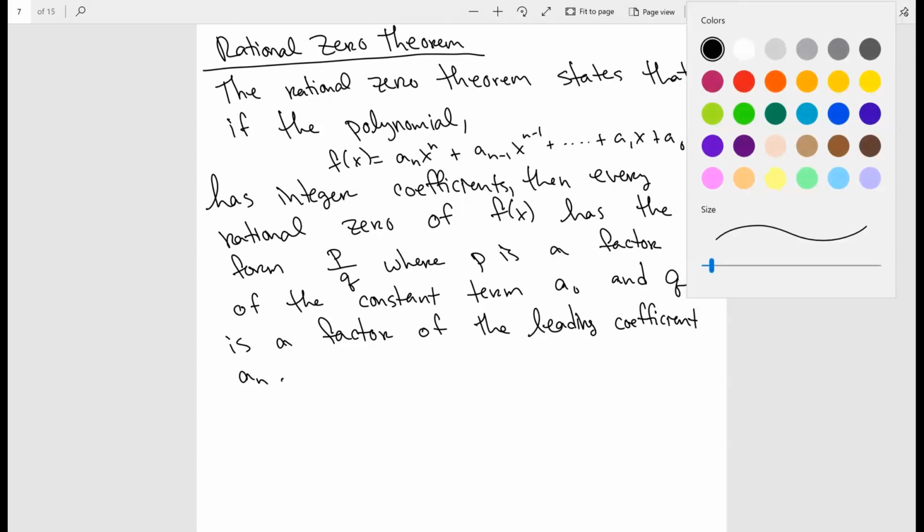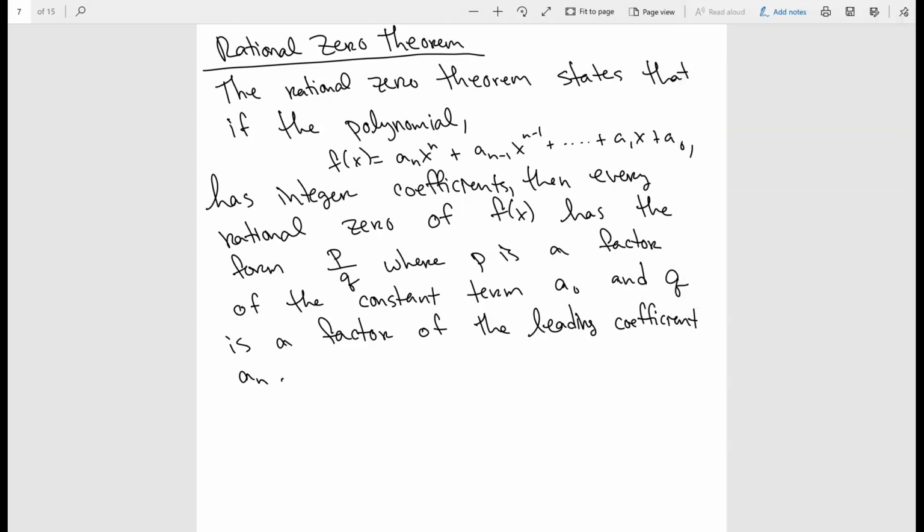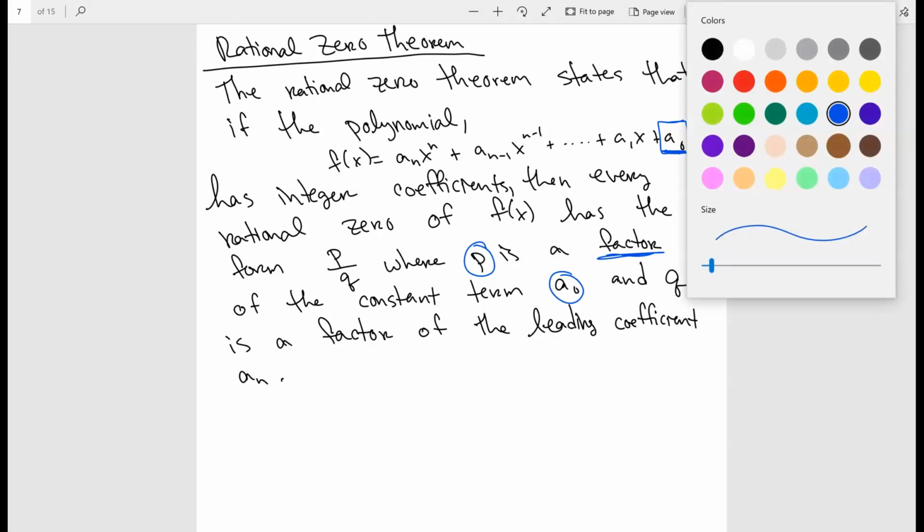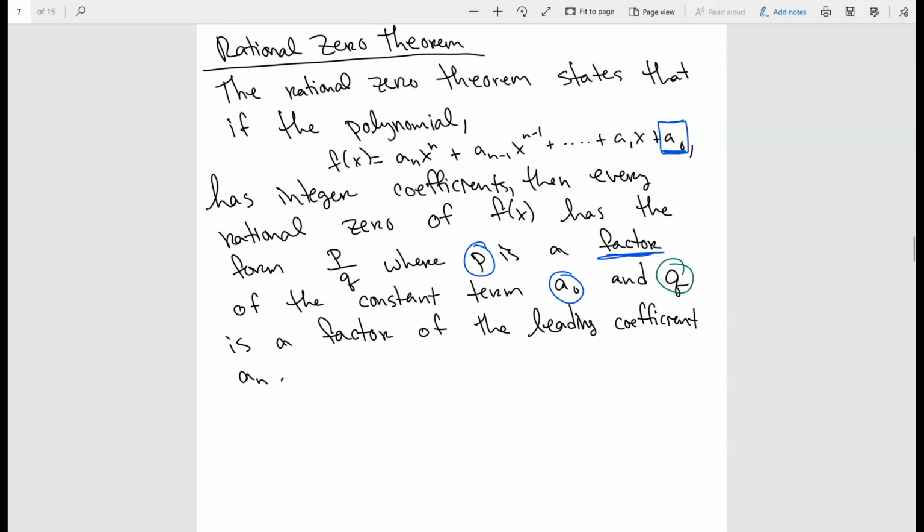So what exactly does that mean? p here is a factor of the constant term a zero. That's this last term right here. What does it mean to be a factor? Remember, a factor is just all the multiplication things that can multiply to that particular number. So we're going to do all the factorization of a zero. Q, though, is going to be all the factors of a sub n. A sub n is right in the front.